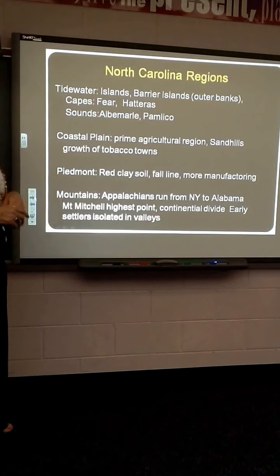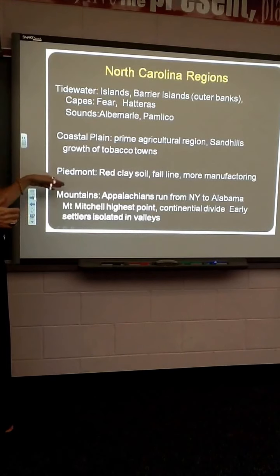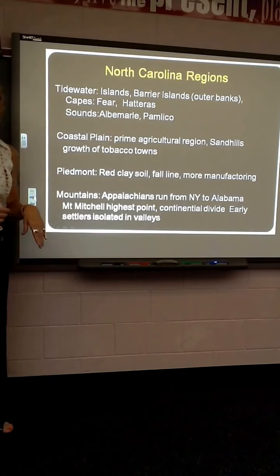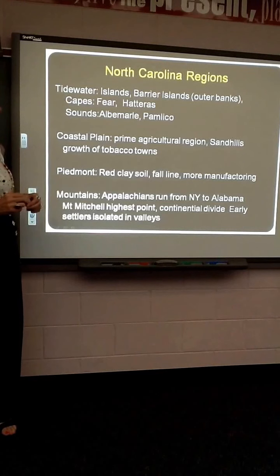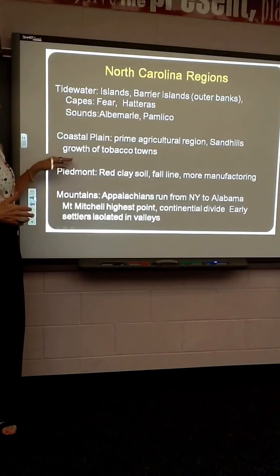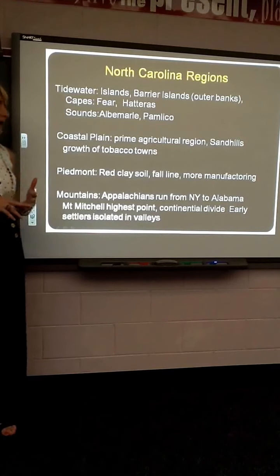The coastal plain is the flat land that's connected to the Tidewater. It's in between the Tidewater and the Piedmont, and it is really the agricultural area of our state. Flat land, good land for growing things. So it really developed a lot of cotton and later on tobacco.